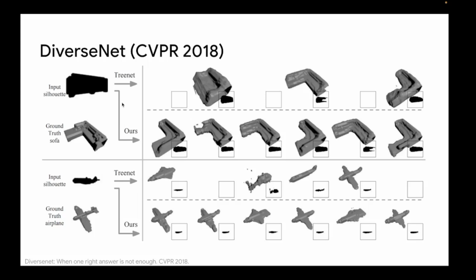And this is another typical case of ill-posed problem. You only see the silhouette and you have to guess the 3D structure. And that tends to work well with the DiverseNet again.